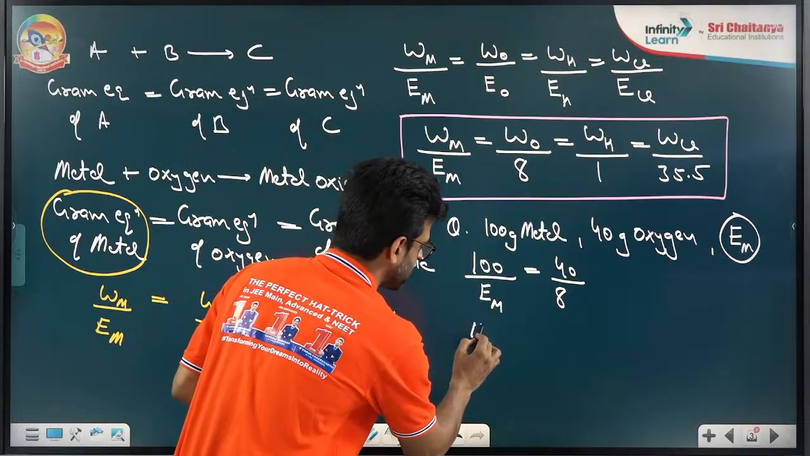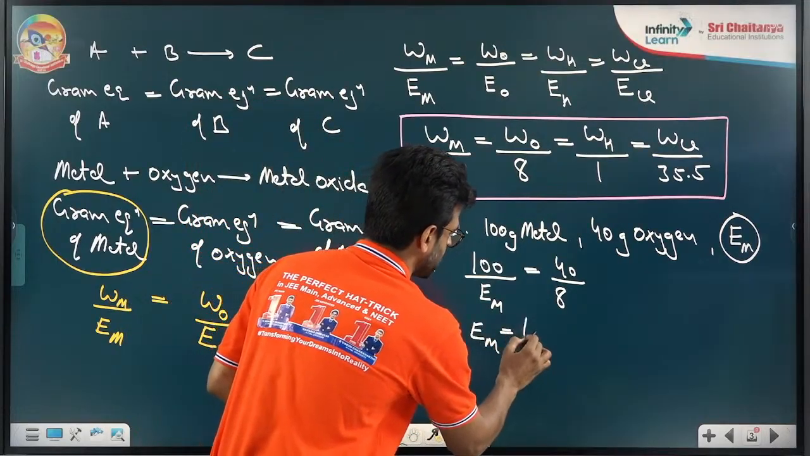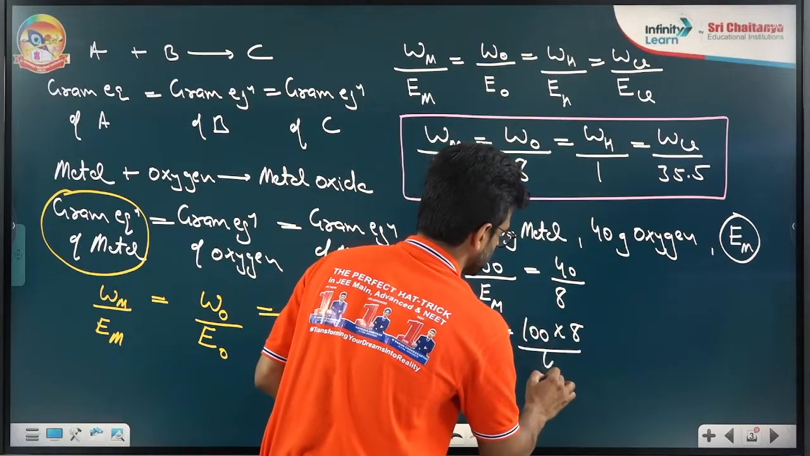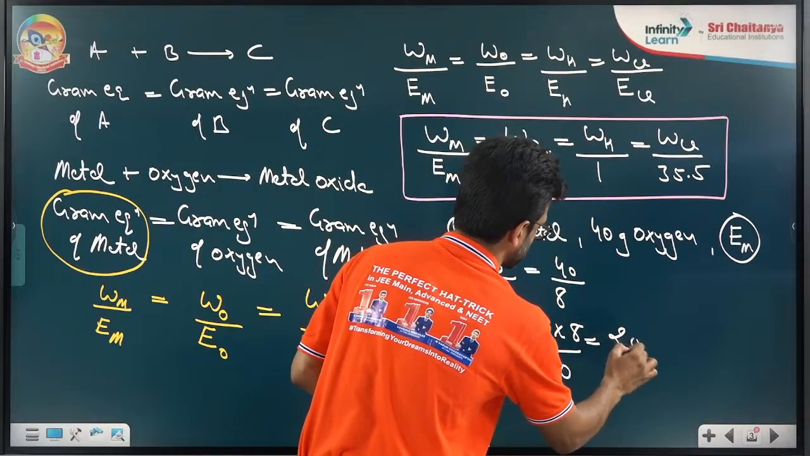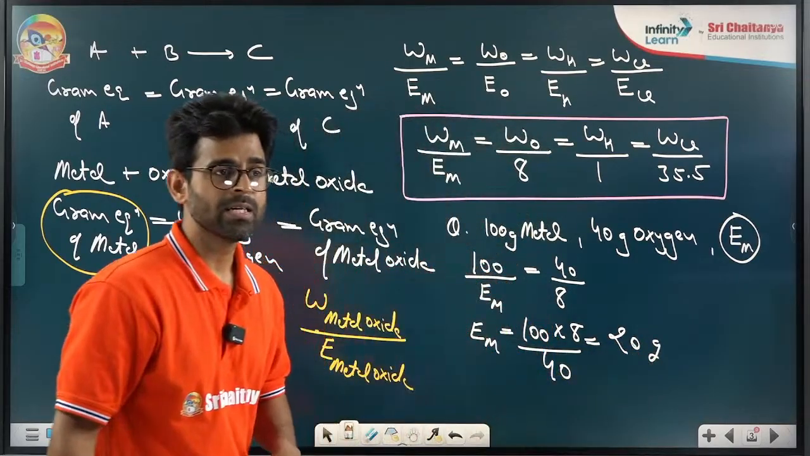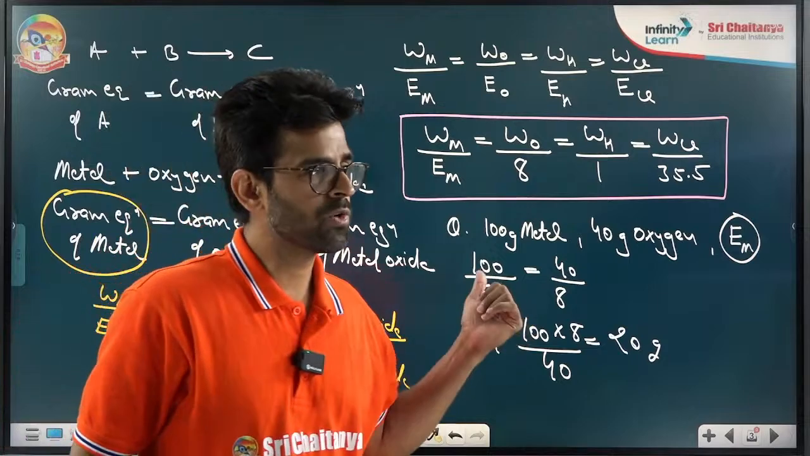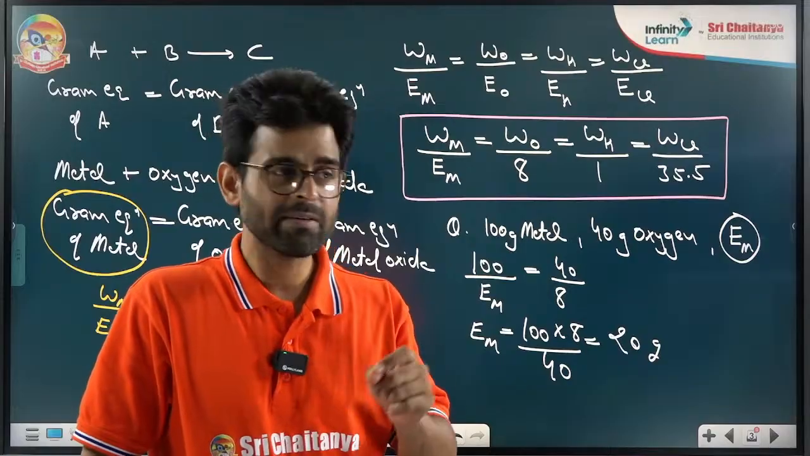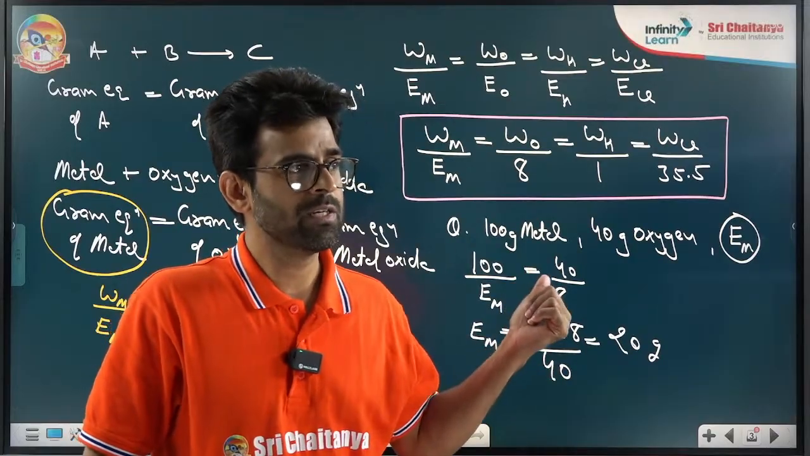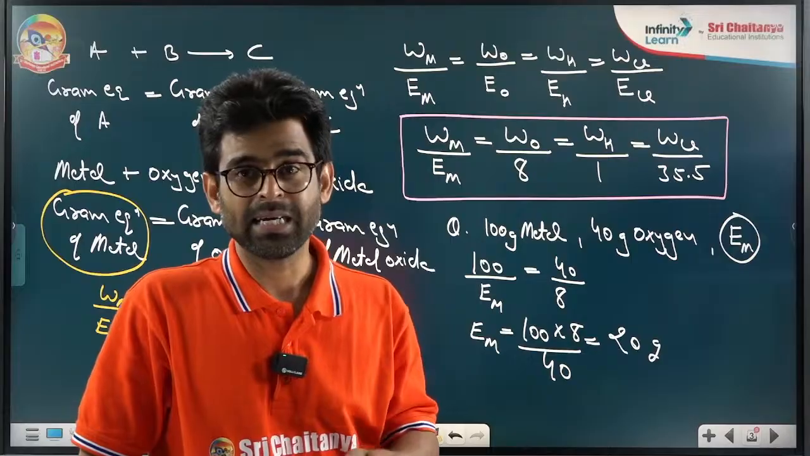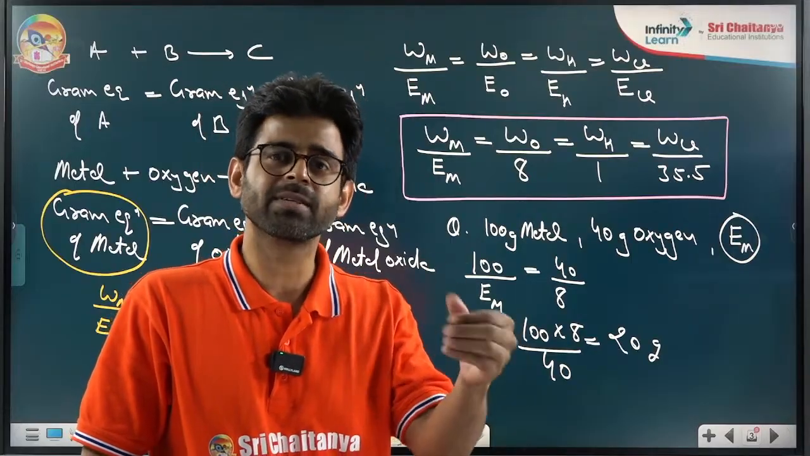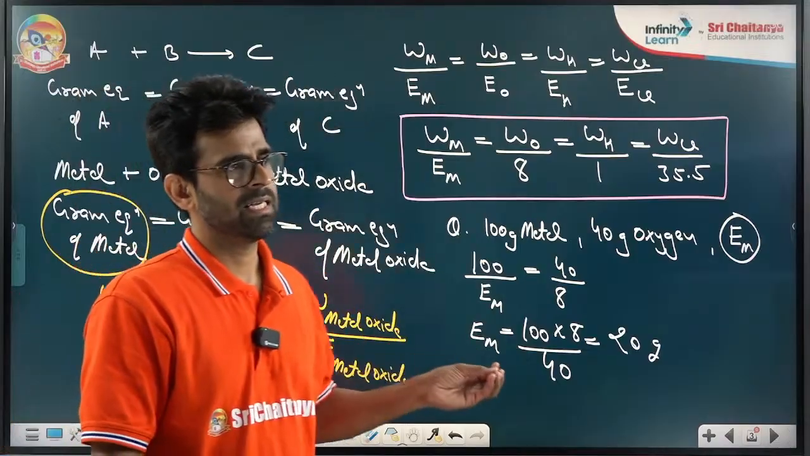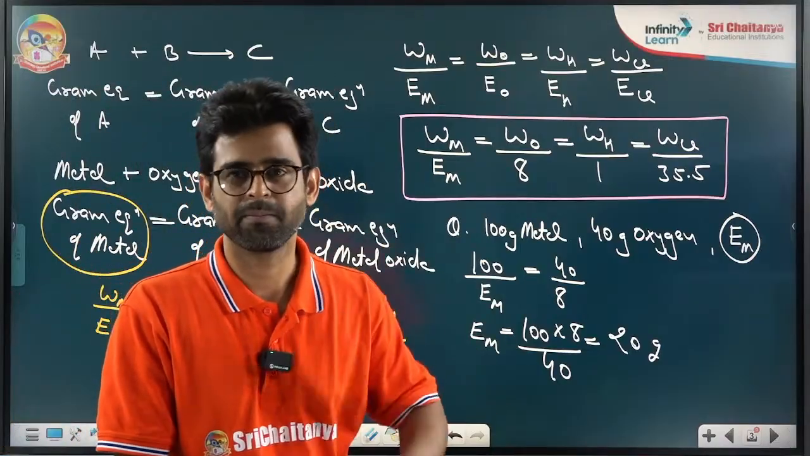So what's coming with the Em from here? Em is coming from here, 100 into 8 divided by 40. If you see what is coming, 20. So this type of questions you can solve from here very easily. Yes, 20 gram. I am giving you some more questions on this basis, and you will use this shortcut to get the answer. It is nothing different. It is exactly the same thing which you did, just a little in formula type of way. Otherwise, the question or concept is exactly the same.